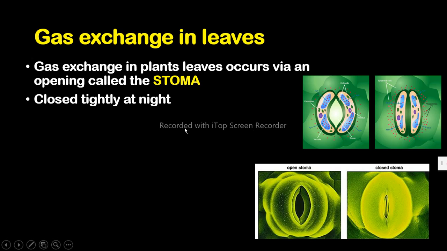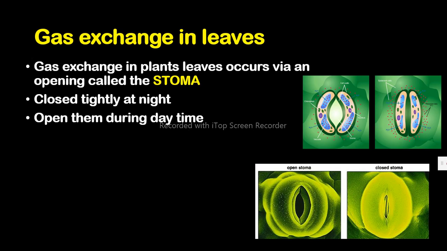So it is closed at night because at night we have said there is no photosynthesis, so the need for carbon dioxide is limited. And it is opened during the day. During the day, as we said, the light intensity increases, so the rate of photosynthesis is high, so the need for carbon dioxide is high. So they will open their stomata.